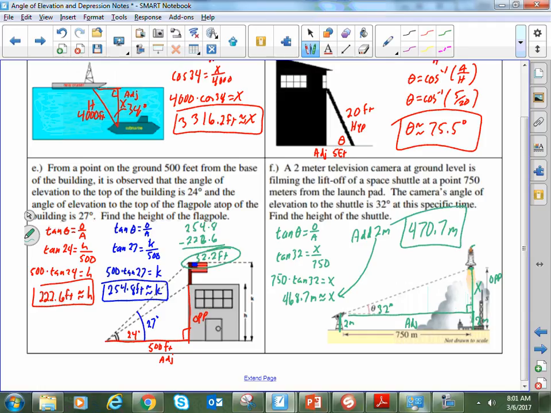Now, some of you may say, well, why won't you do it up here? Well, that's what I would have done, but I didn't draw the diagram, so we just do it from the bottom.